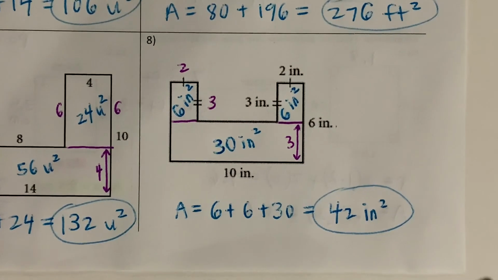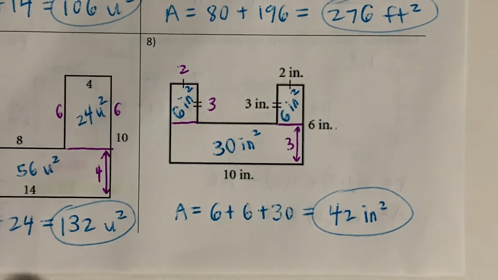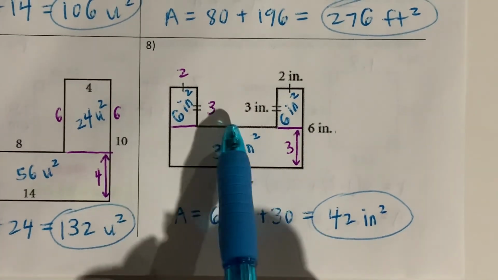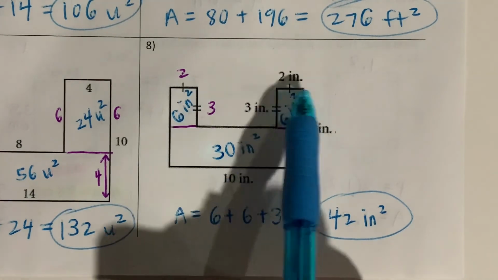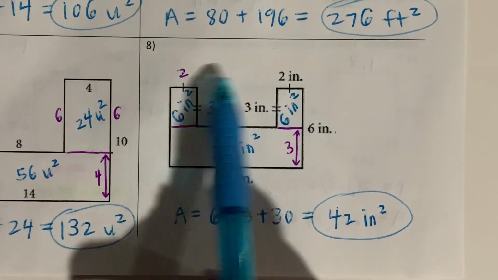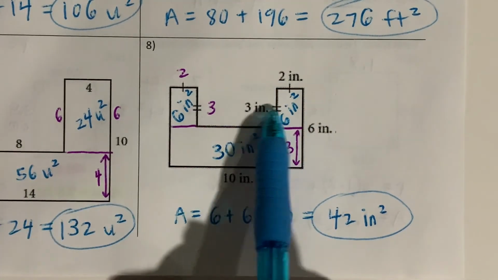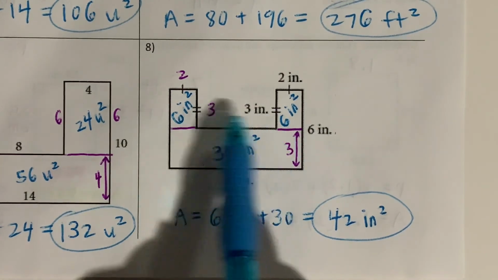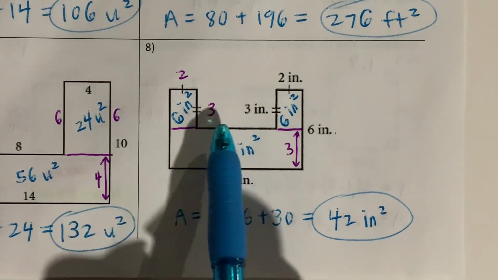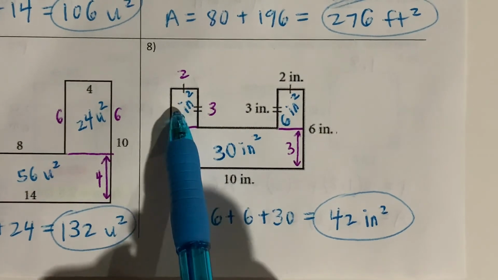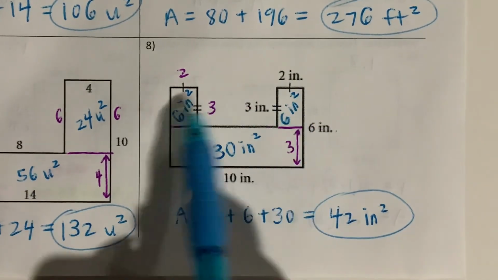And then very last you try, number 8, I split mine up into 3 different parts. So you had to notice the congruent tick marks. 1 tick mark and 1 tick mark means both of these measurements are 2 inches. 2 tick marks and 2 tick marks means both of these are 3 inches. Then I had my base and my height. So each of these areas were 6 square inches.